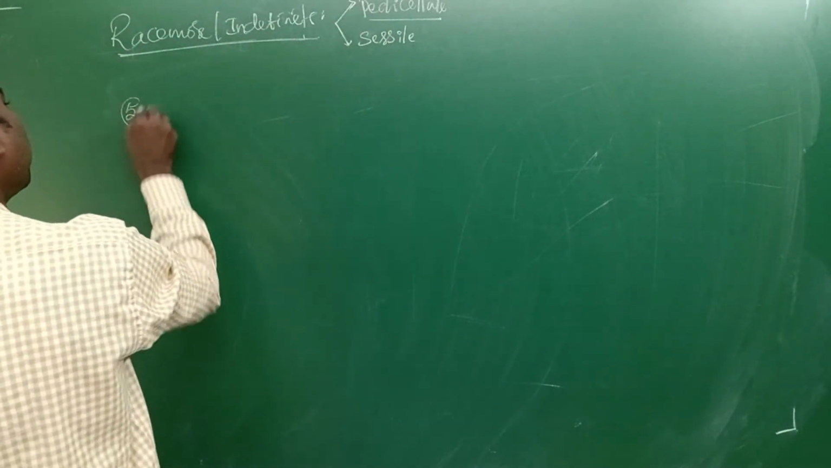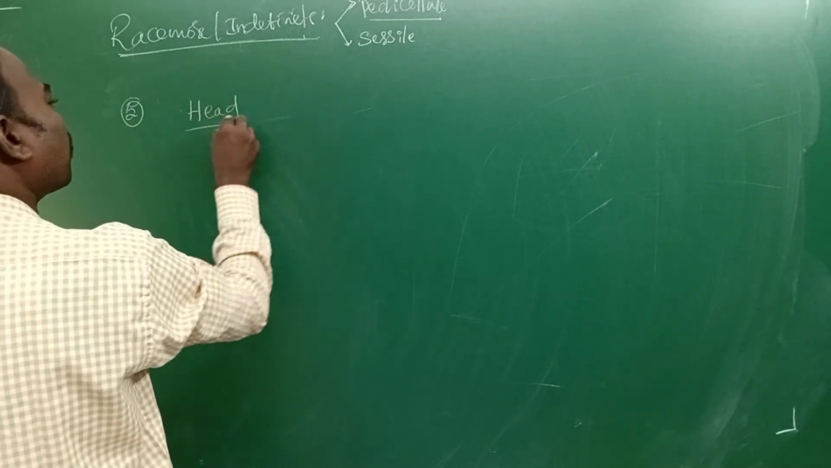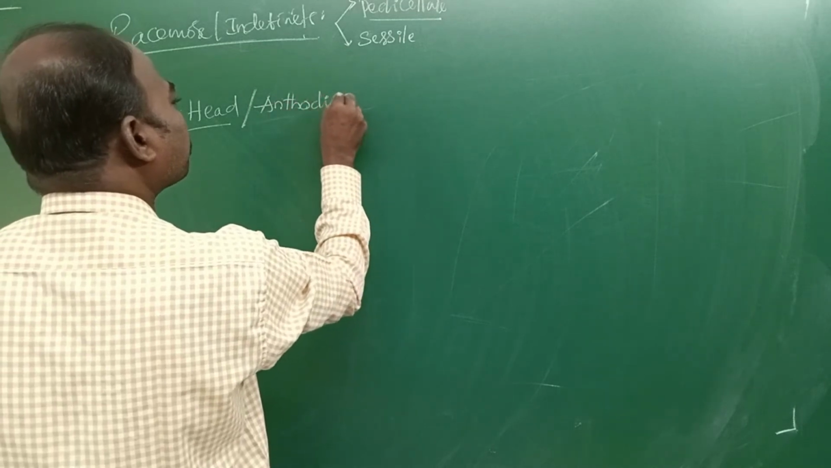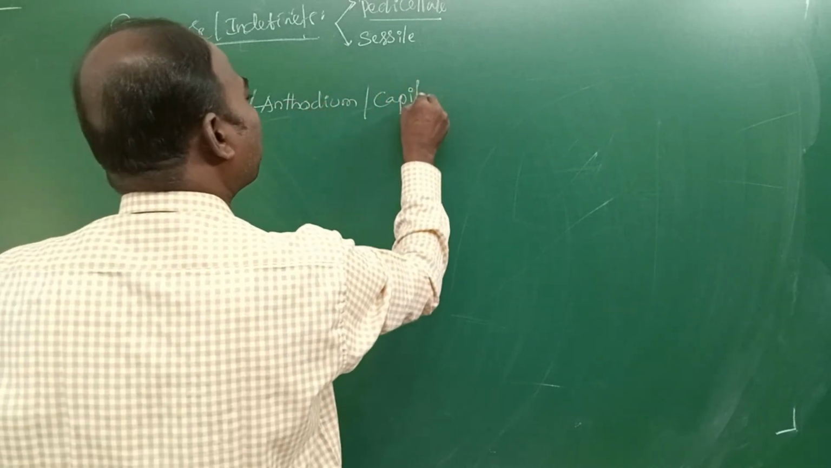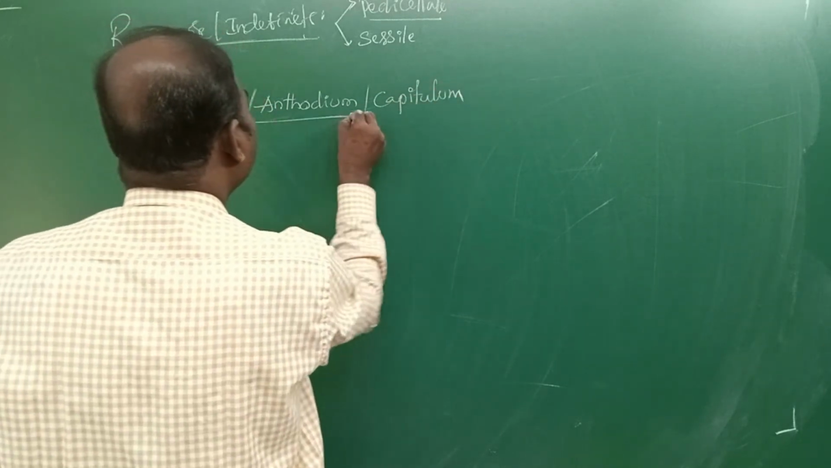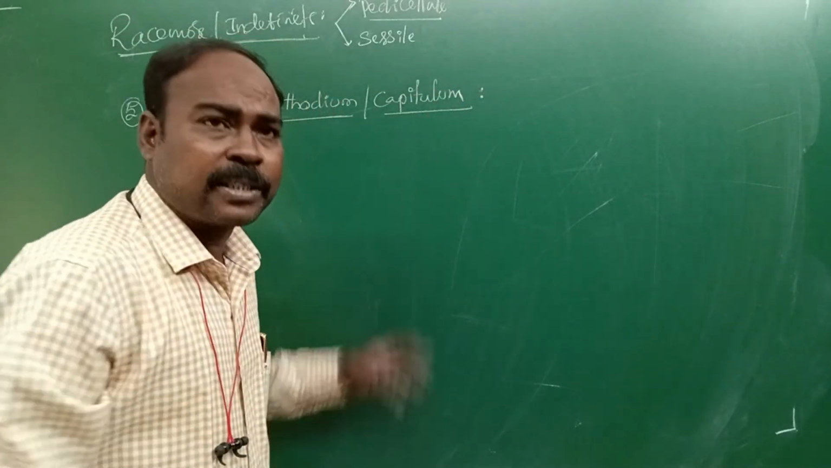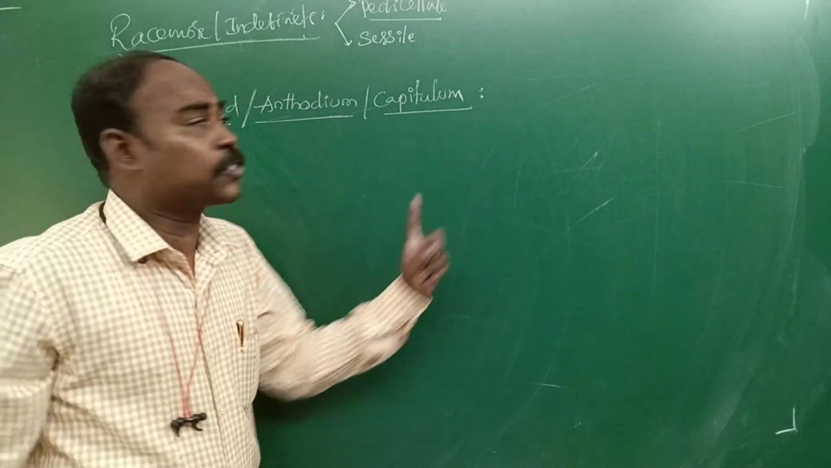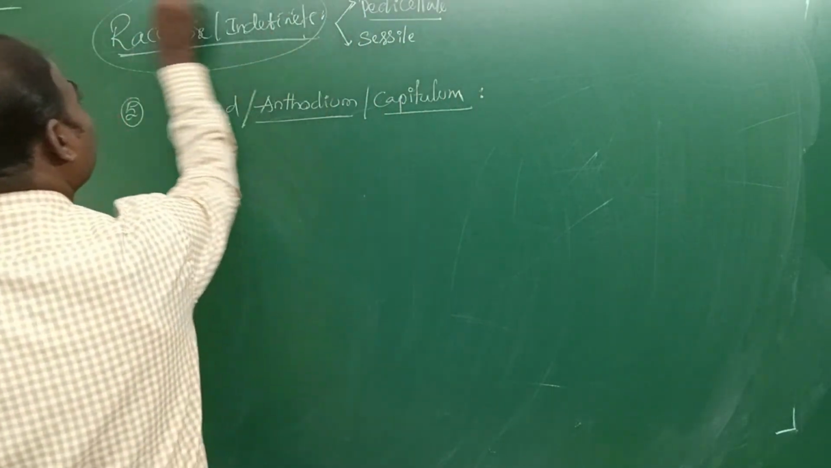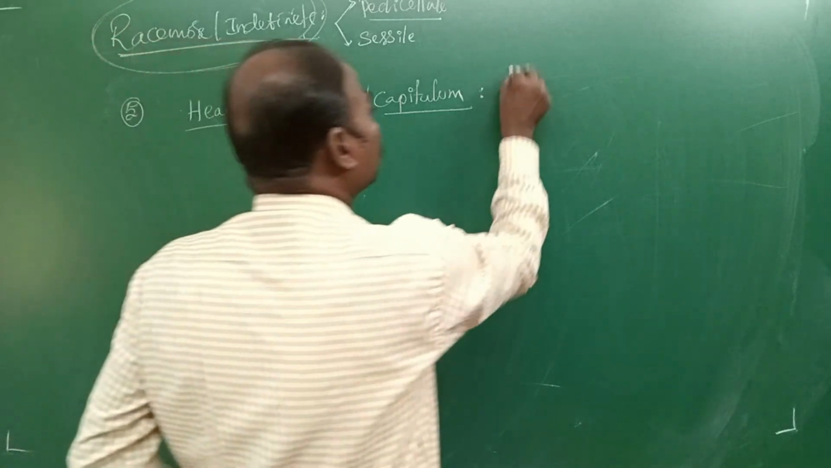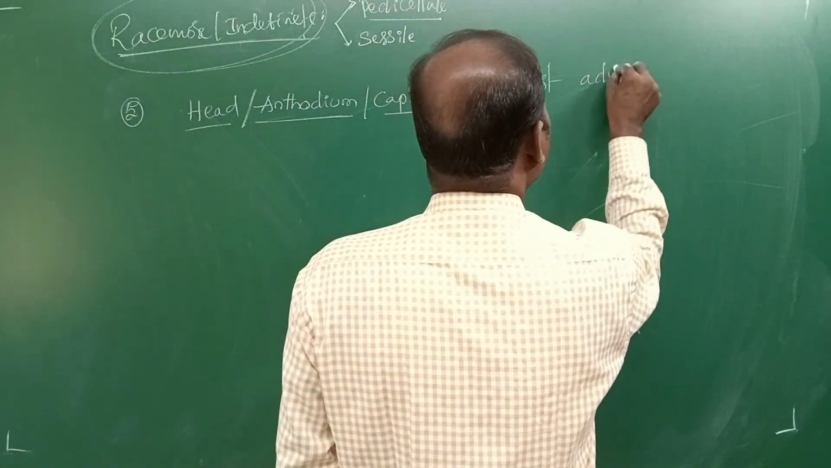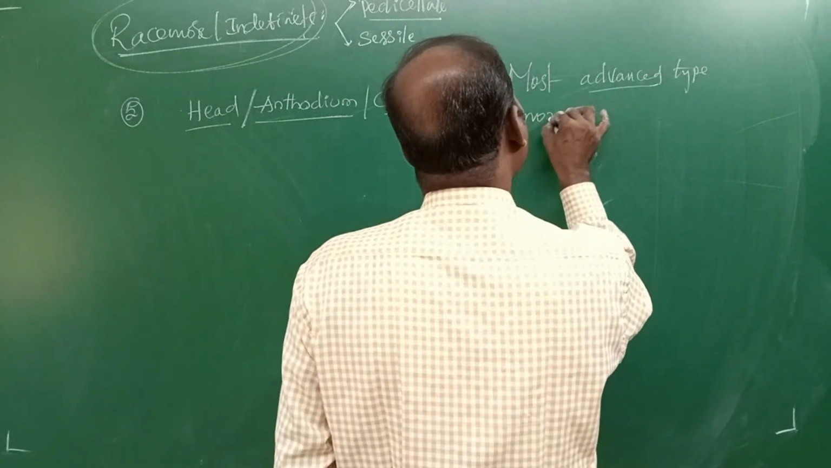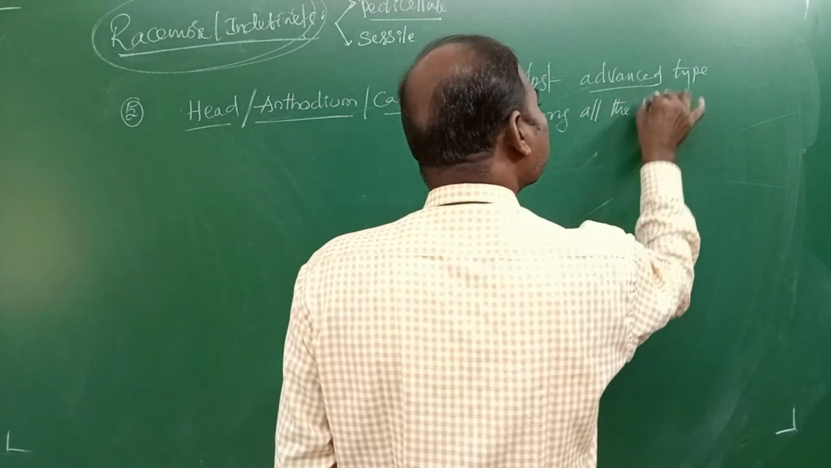Right. The last one, head inflorescence or anthodium or capitulum. It is the most advanced type of inflorescence among all the racemose types.